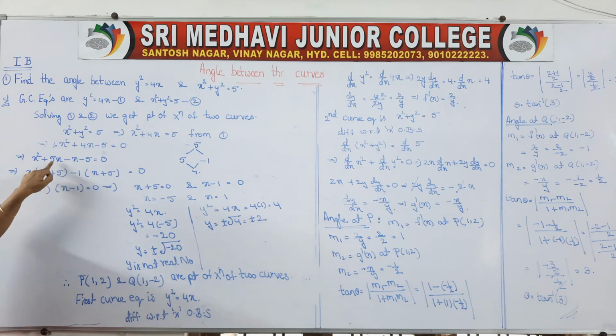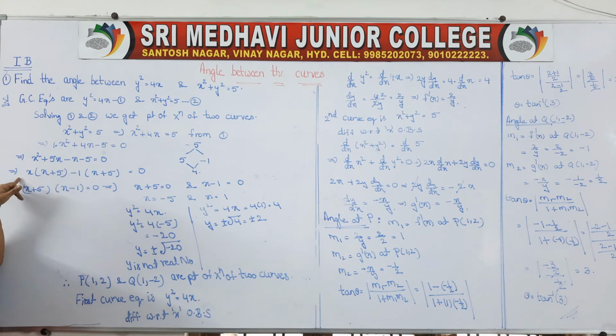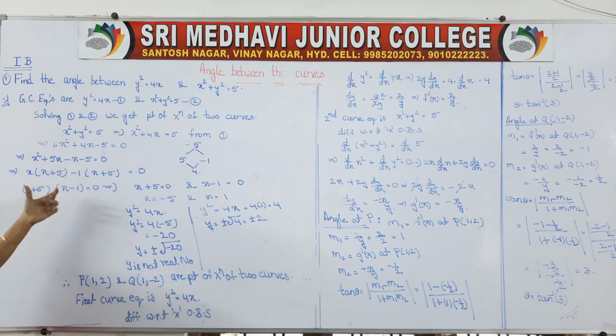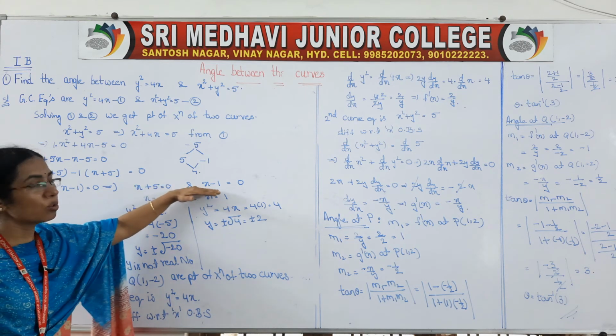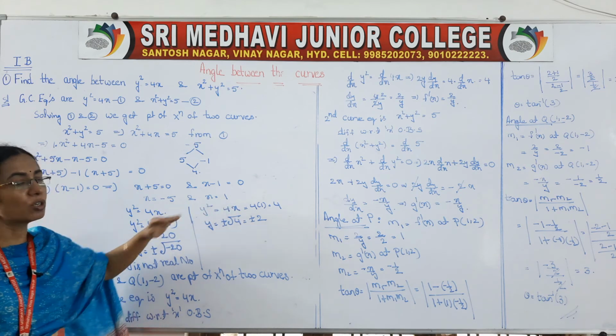So we can take 5x minus x. From these two you take x common, from these two you take minus 1 common: (x plus 5)(x minus 1) is equal to 0. So we get two equations: x is equal to minus 5, x is equal to 1.